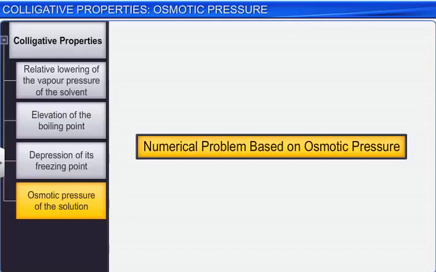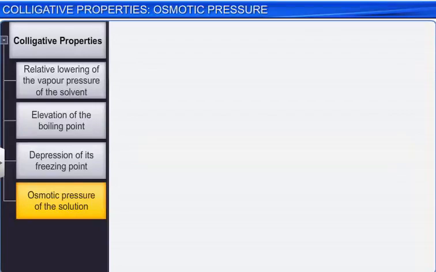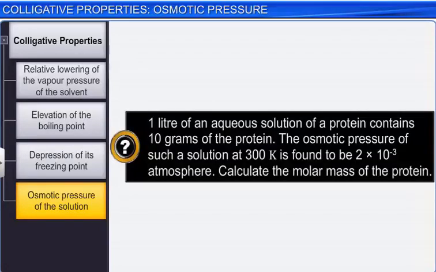Let us now solve a numerical problem based on osmotic pressure. 1 liter of an aqueous solution of a protein contains 10 grams of the protein. The osmotic pressure of such a solution at 300 Kelvin is found to be 2 × 10^-3 atmosphere. Calculate the molar mass of the protein.